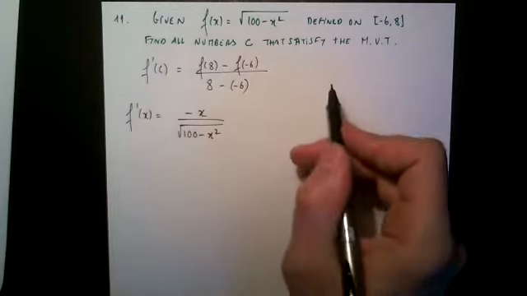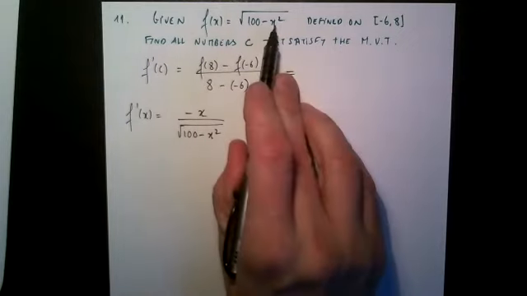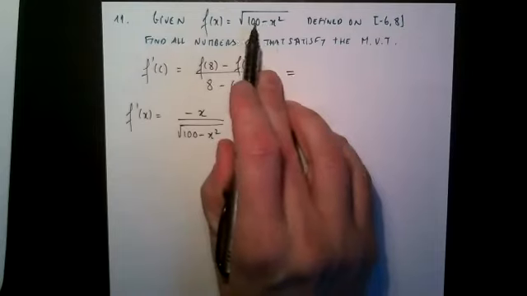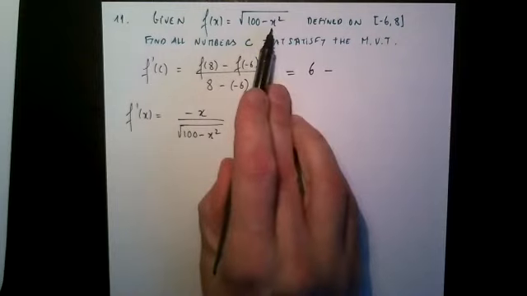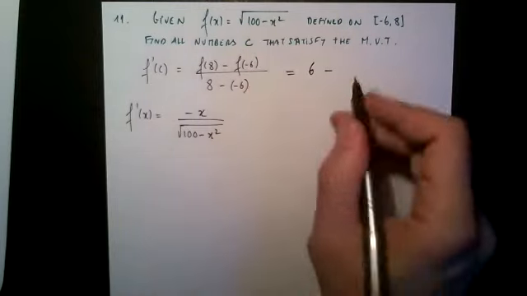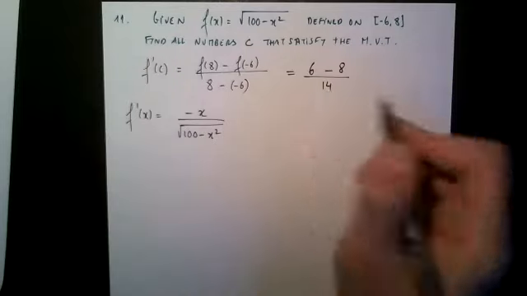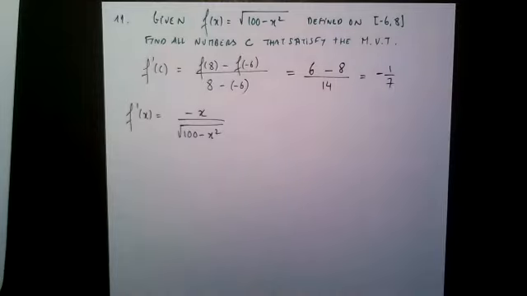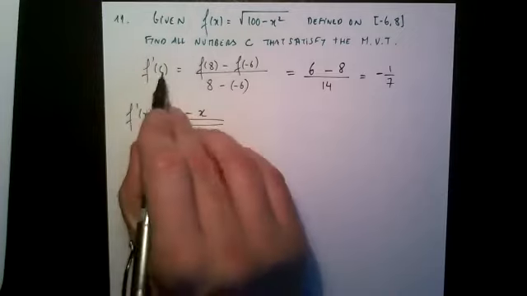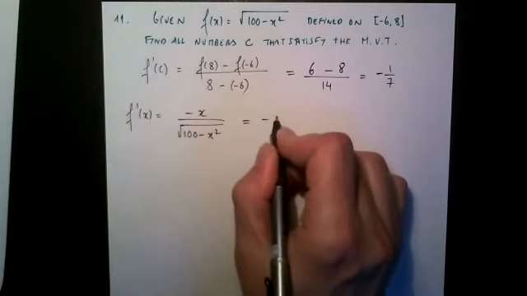Okay, and here, what will I have here? F of 8. So if you plug in 8 here, you get 64. 100 minus 64 is 36, or 6. Minus, if you plug in negative 6 here, you get 36, 64, 8. So 6 minus 8 over 8 plus 6 is 14. And so you get negative 2 over 14, so negative 1 over 7. Okay, so if I want to solve this equation here, this has to equal negative 1 over 7.